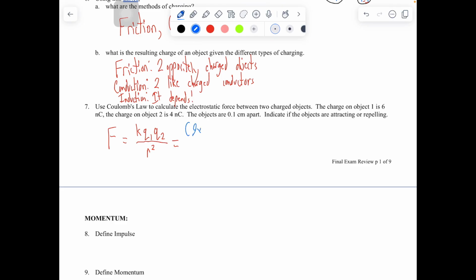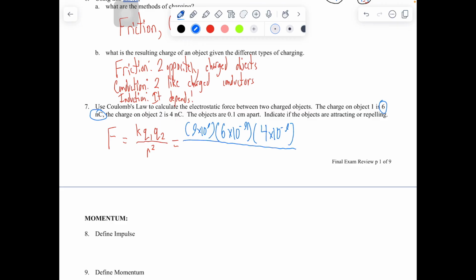K is 9 times 10 to the ninth, so it's a really, really large number. Q1, well, charge on object 1 is 6 NC. What is NC? NC is nanocoulombs. So this is 6 times 10 to the negative ninth. Nano means times 10 to the negative ninth. So 6 nanocoulombs is 6 times 10 to the negative ninth coulombs. Then 4 nanocoulombs for object 2. 4 times 10 to the negative ninth. Again, that's just from our prefix. Nano is times 10 to the negative ninth.